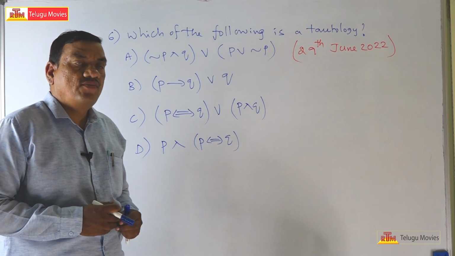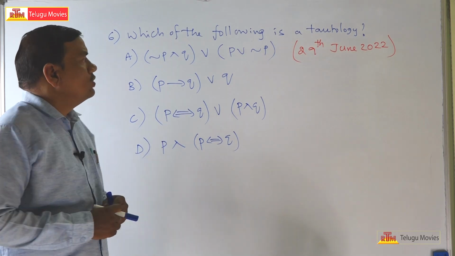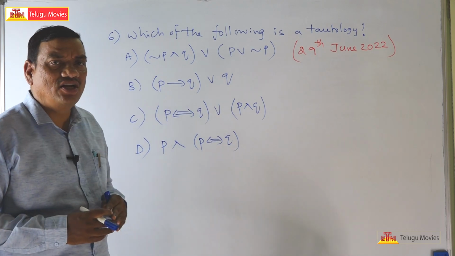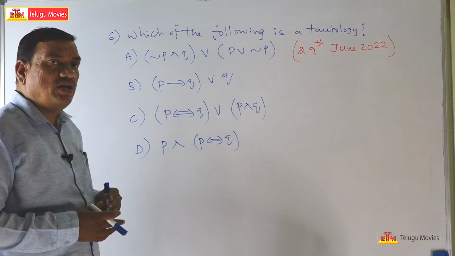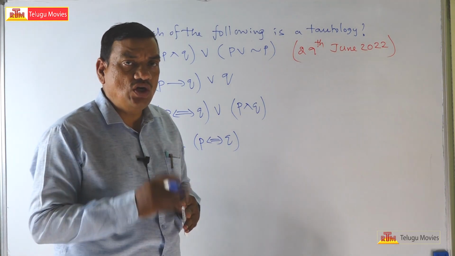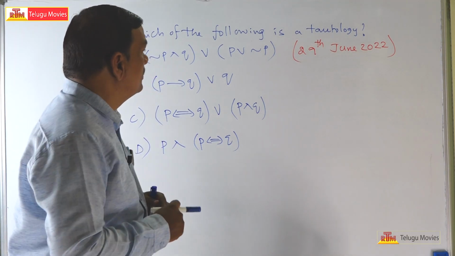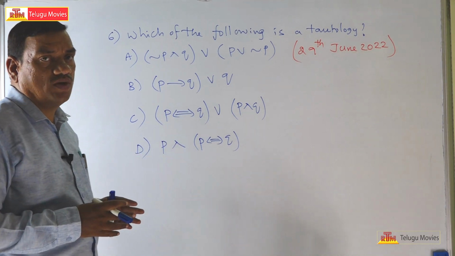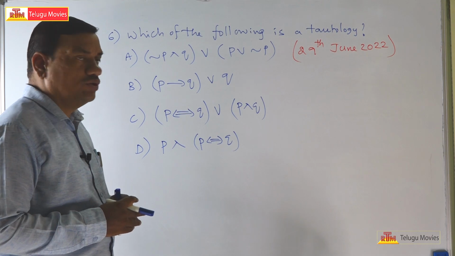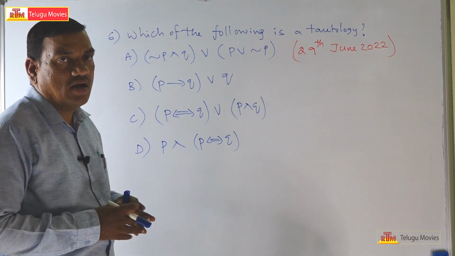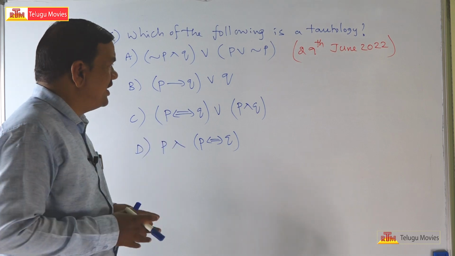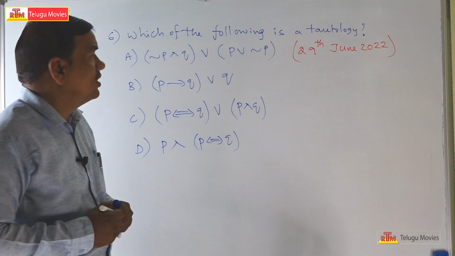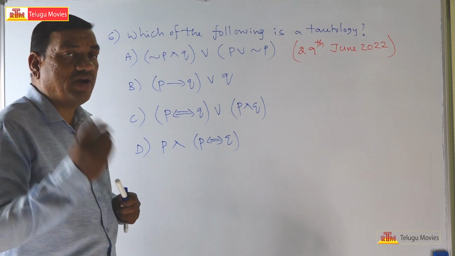Dear students, welcome to the sixth problem. Which of the following is a tautology? Various statements are given. Tautology means it is a compound statement which contains all truths in the last column of its truth table. General students start writing the truth tables, and generally it takes time. So instead of writing the truth tables, let us draw the Venn diagrams for this.